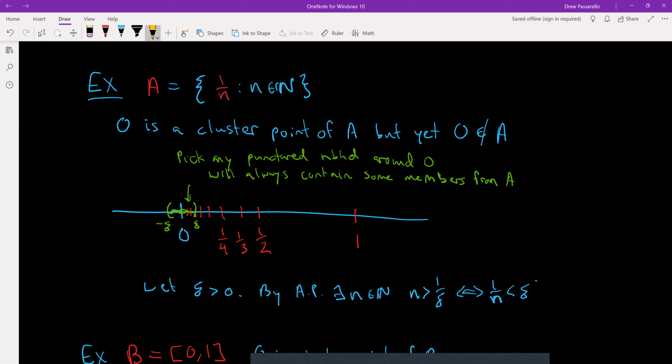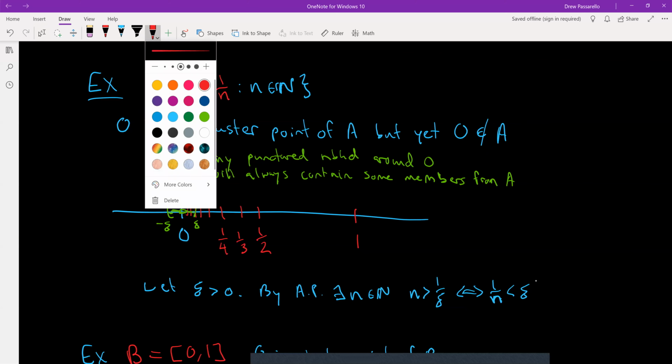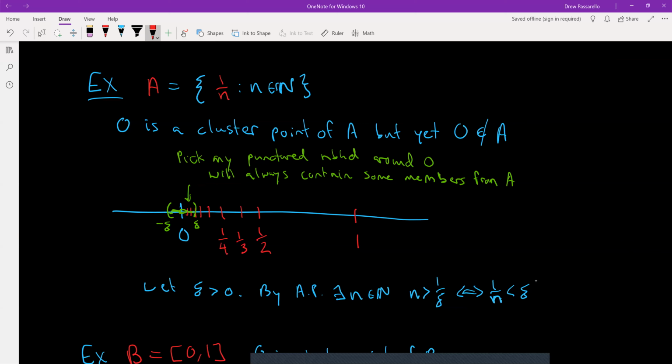So there's always going to be members of A in the intersection of the punctured neighborhood around 0 and A. So all of these are going to be members of A that intersect the punctured neighborhood around 0. So that means this is true for any delta. So therefore, 0 is a cluster point. And note that 0 is not an element of the set A itself.